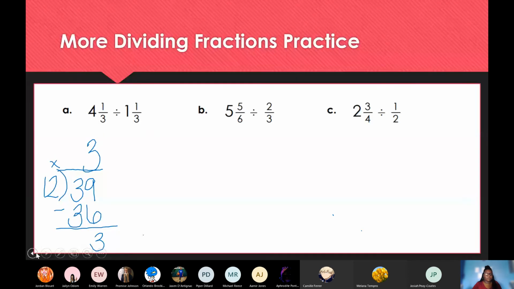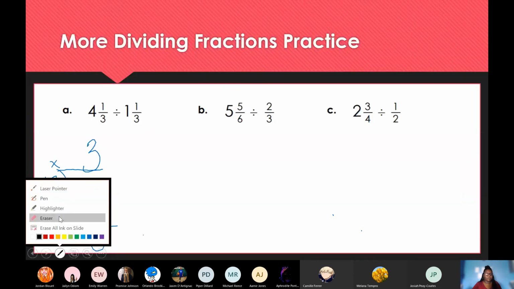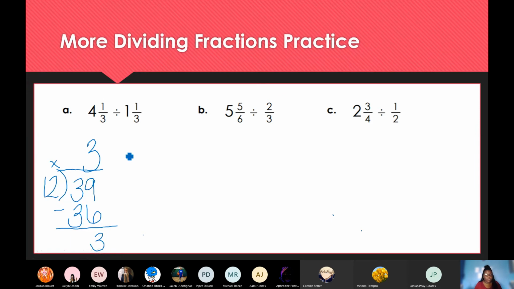So now, our 3 here is our quotient. The 3 that was our remainder is our numerator, and our 12 is our denominator. We've got another step here, guys. Is this fraction simplified? No. Good guess, Emily. No, it's not simplified. We've got to find the greatest common factor between 3 and 12.